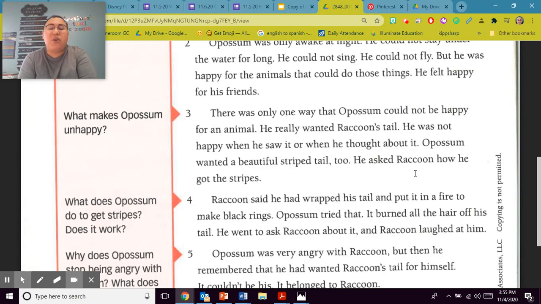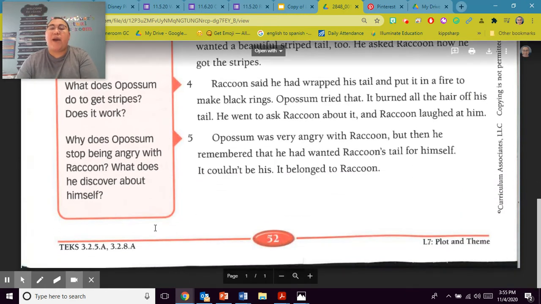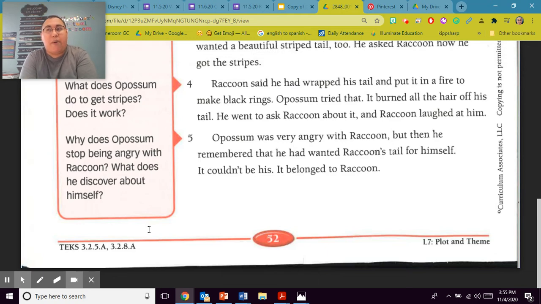Possum wanted a beautiful striped tail too. He asked Raccoon how he got the stripes. Raccoon said he had wrapped his tail and put it in a fire to make black rings. Possum tried that. It burned all his hair off his tail. He went to ask Raccoon about it, and Raccoon laughed at him. Possum was very angry with Raccoon, but then he remembered that he wanted Raccoon's tail for himself. It couldn't be his, it belonged to Raccoon.